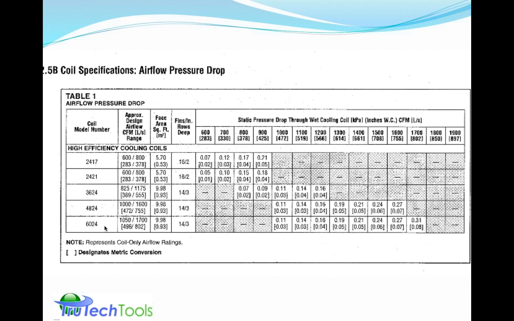So let's take a look at a particular manufacturer's CFM lookup chart. This is the chart that we're referring to. This is the key to translating your static pressure drop to actual airflow measurement. So this is airflow pressure drop table, or for this particular wet cooling coil.